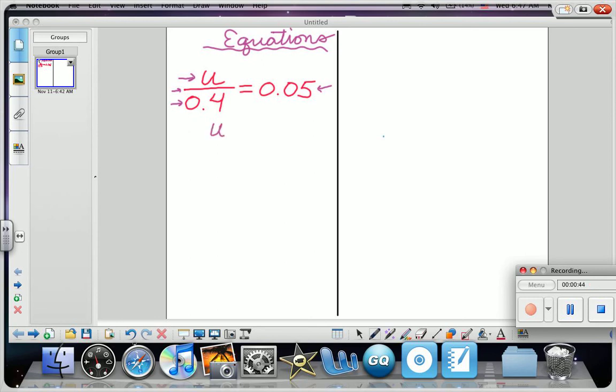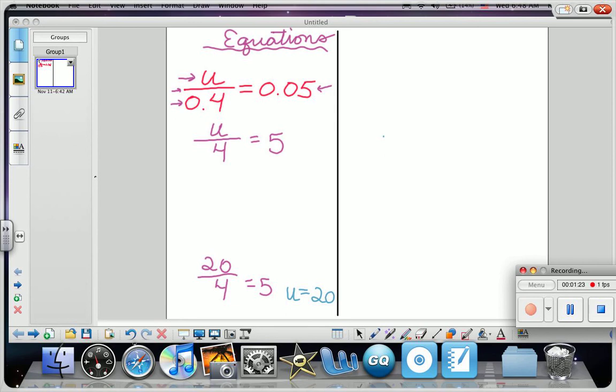U divided by 4 equals 5. Now this equation reads U, or what, divided by 4 equals 5. Well, if I'm pretty good with my math facts, I can figure out that 20 divided by 4 is going to give me 5. So therefore, U equals 20. Now, that's great if you know your math facts and you can figure that out mentally, wonderful.